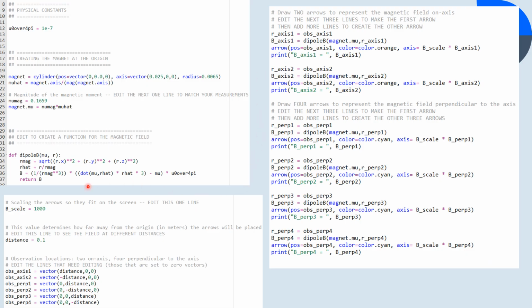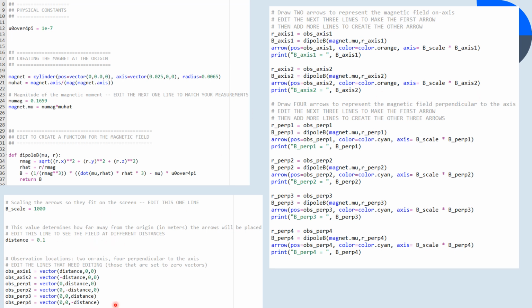The full script code. First, there's a function for the magnetic field here, and these are the magnets at the origin with our mu mag, which is 0.1659 or 0.166. And this is the scale for the vectors that show the magnetic fields. So here are all the vectors coming off the axis, and here are all the perpendicular vectors. They're cyan, and the axis vectors are orange.